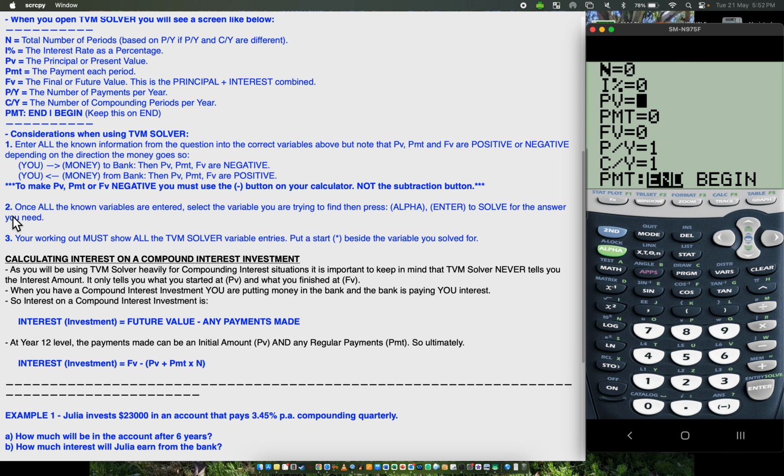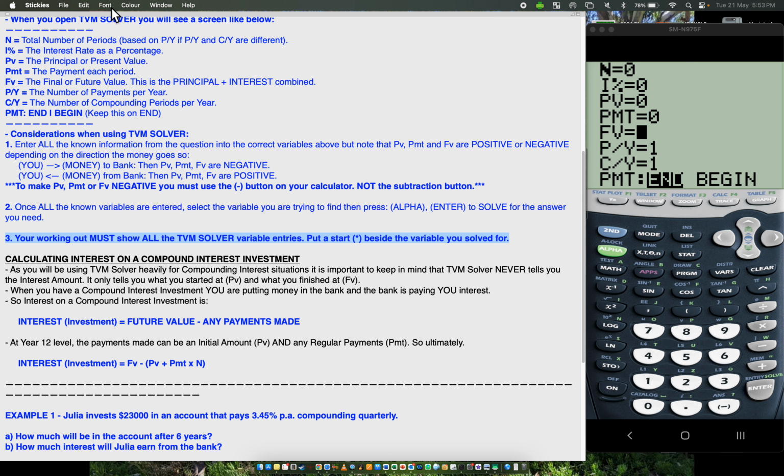What's another consideration? Once all the known variables are entered, select the variable you're trying to find, then press alpha, the green button here, and enter. Why? Because you want to solve, which is in green there, for the answer you need. So if I'd put in all the information and I wanted to find what the account grows to at the end, I'd highlight FV after putting all the variables in, then I'd press alpha and then enter to solve for it.